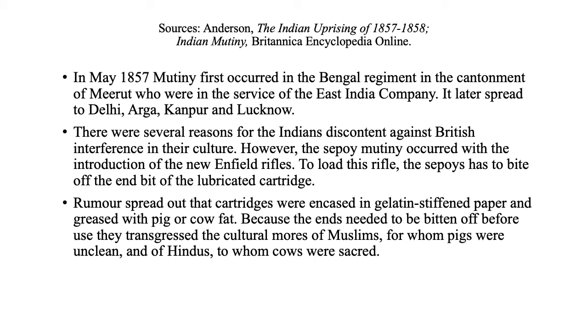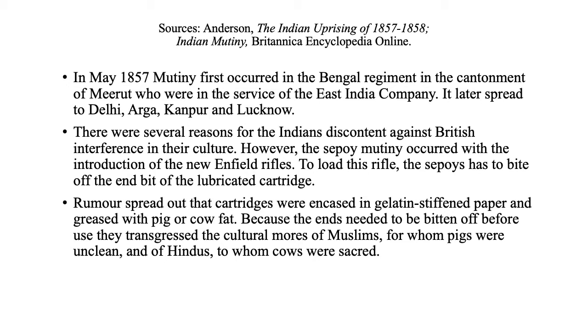The Sepoy Mutiny was also known as the Indian Uprising of 1857 and 1858. It was also known as the First War of Indian Independence. In May 1857, mutiny first occurred in the Bengal regiment in the cantonment of Meerut, who were in the service of the East India Company. It later spread to Delhi, Agra, Kanpur, and Lucknow.